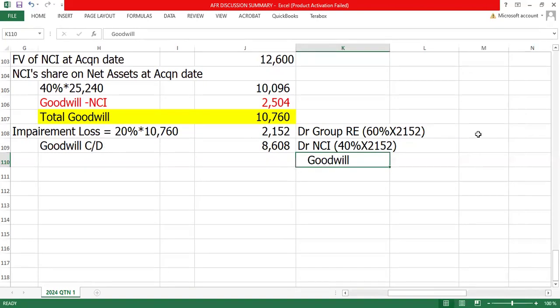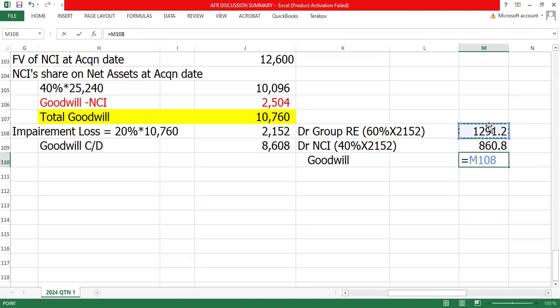Okay. This one is 60% times the group retained earning 2,152. Then here it is 40% times 2,152. And here just add this one plus.